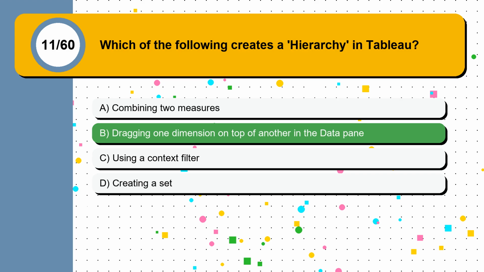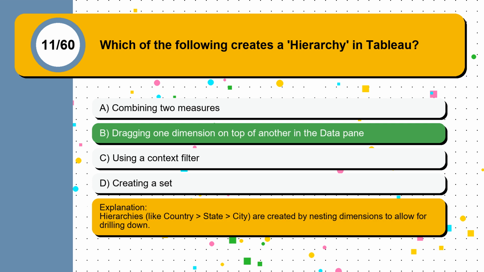The correct answer is option B, dragging one dimension on top of another in the data pane. Hierarchies, like country, state, city, are created by nesting dimensions to allow for drilling down.